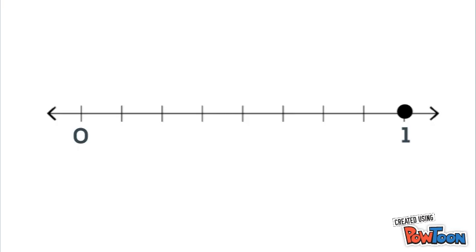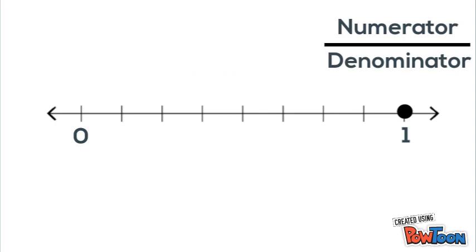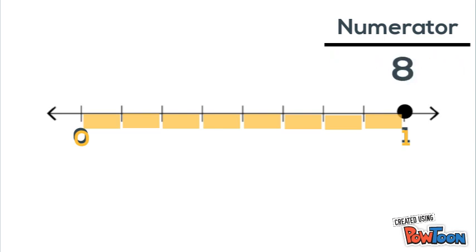Let's try another one. What fraction is represented by the point? First, we always count the gaps between 0 and 1 to find our denominator. So we count the gaps, 1, 2, 3, 4, 5, 6, 7, 8. So our denominator is 8 because our whole is split into 8 equal parts.